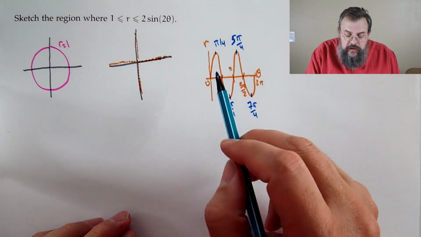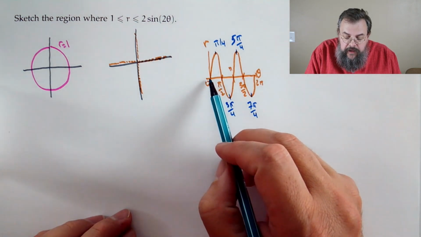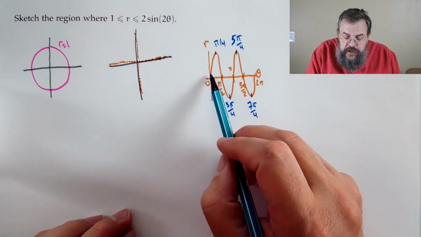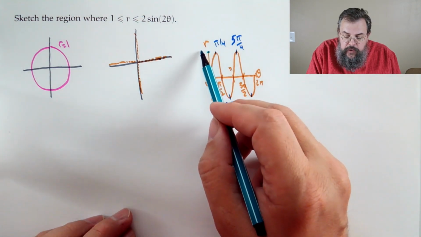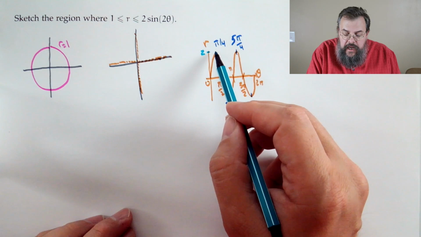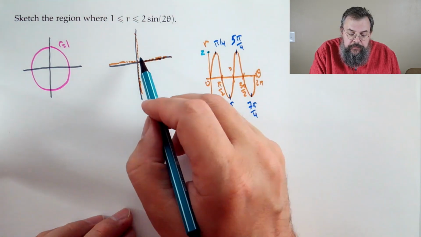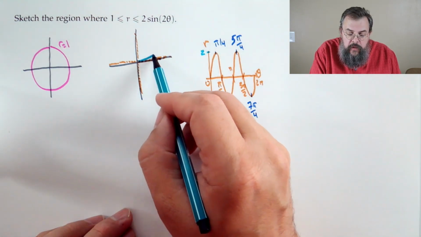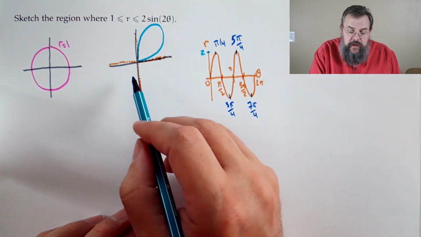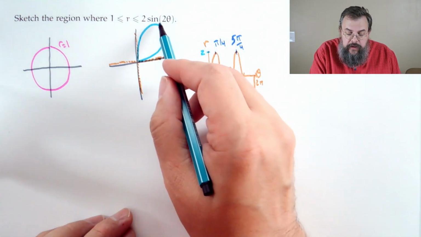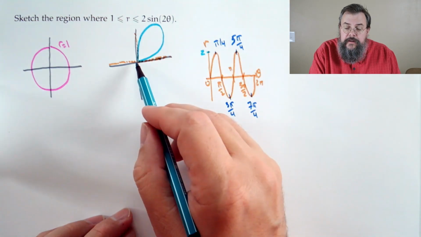So here it says, look, from 0 to pi over 2, at 0 I come out of the origin all the way up to the point where I'm 2 away at pi over 4, and then I go back to the origin at pi over 2. So I'm going to do that. Out at 0, all the way out, back in.